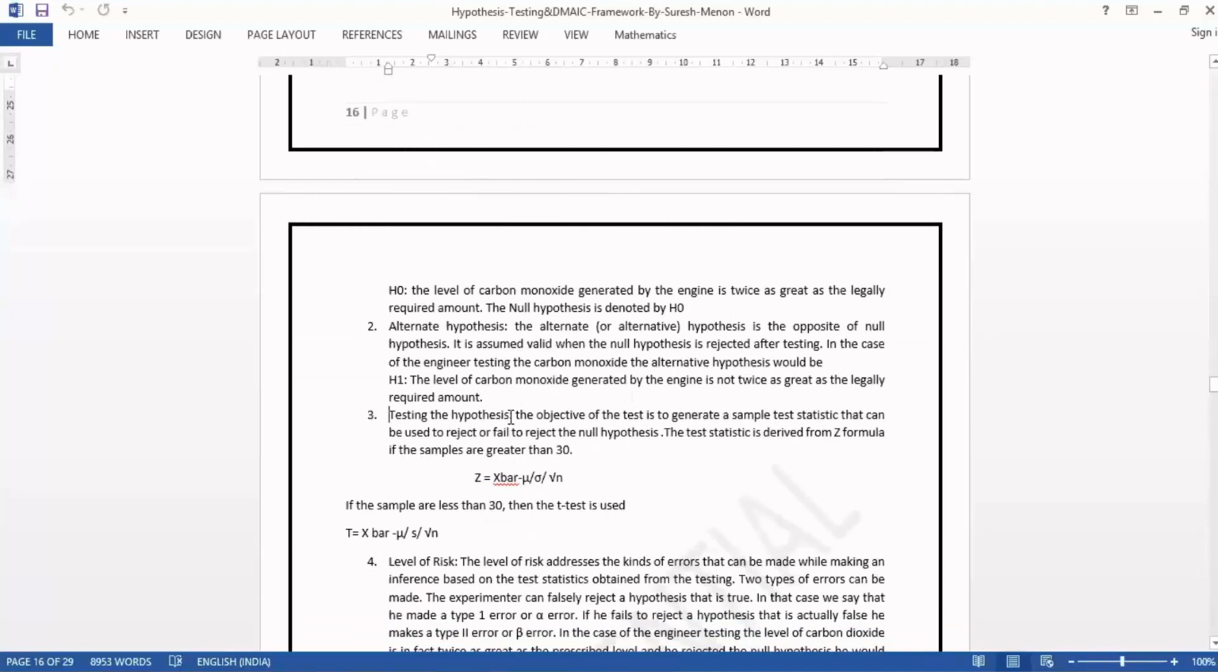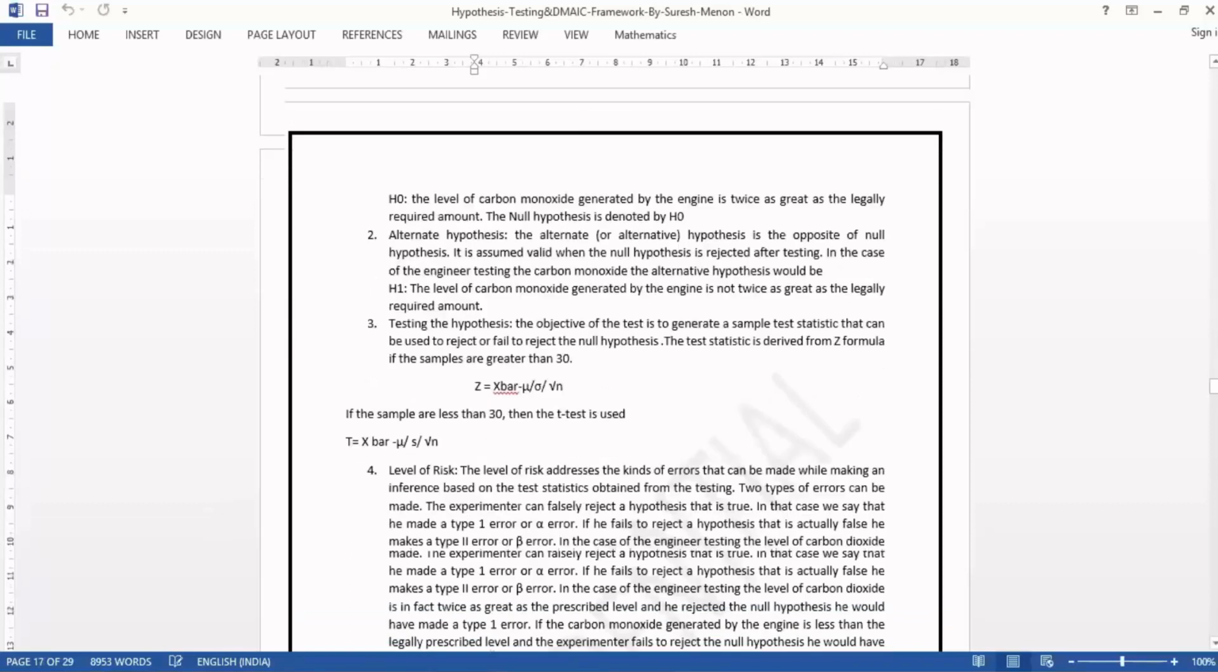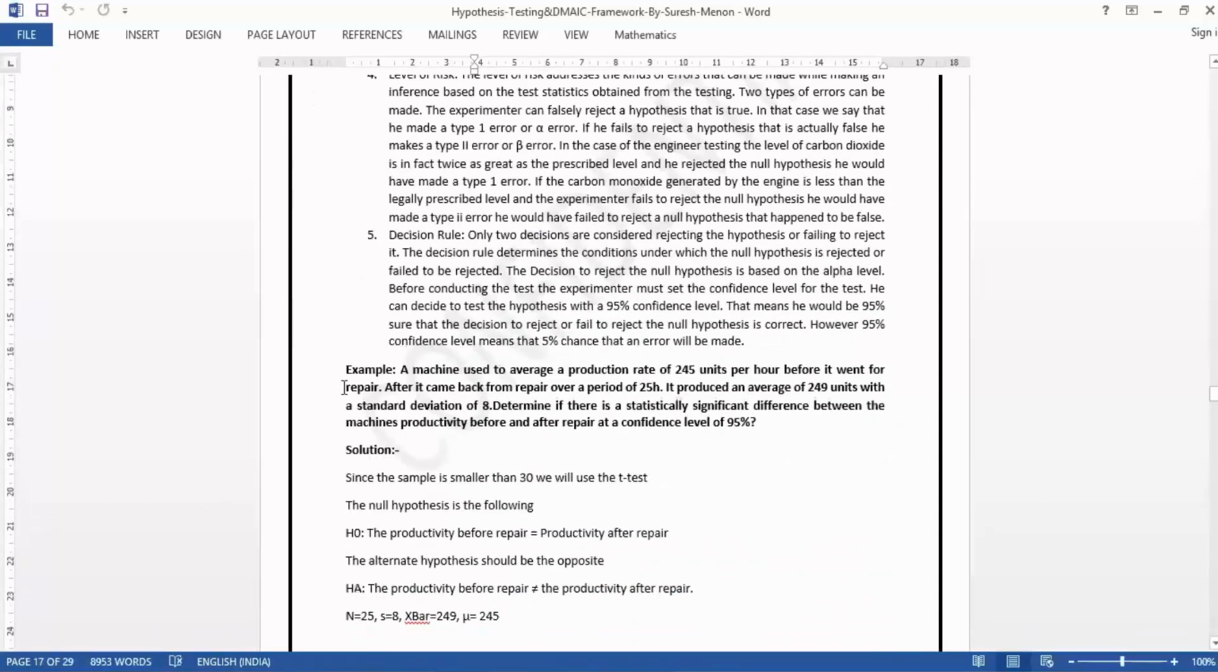Now step 3. Testing the hypothesis. The objective of the test is to generate a sample test statistic that can be used to reject or fail to reject the null hypothesis. The test statistic is derived from the Z formula if the sample is greater than 30: Z equals X bar minus mu, divided by sigma over the square root of N. Okay. And here is an example.